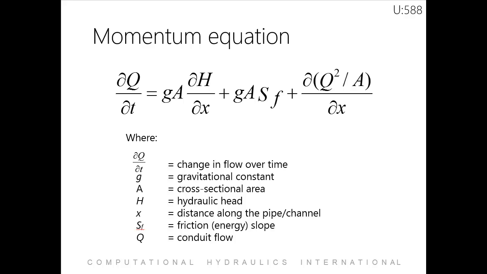One way to think of this is that each term represents a different flow routing method with increasing sophistication. For example, if you have just the first term, you have a steady state solution based on only gravity, area, and change in head. Add the second term, including gravity, area, and the friction slope, and you have a kinematic wave solution. Then if you add the third term based on the flow squared divided by area, you're using the dynamic wave routing method.